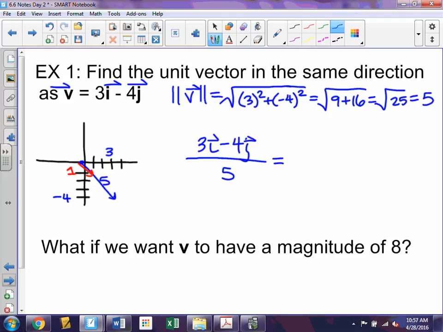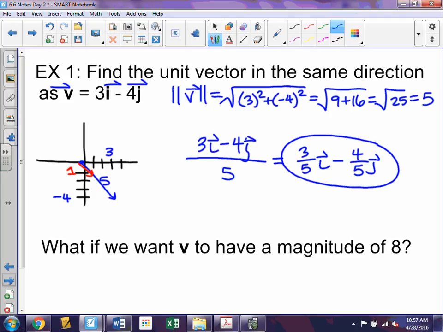What's 3 divided by 5? You get 3/5 vector i minus 4/5 vector j. 3/5 is 0.6, 4/5 is 0.8. Since those terminate, you can probably leave it that way unless it says to make it a simplified fraction, which a lot of them are going to be fractions. You do not have to draw this. This was just for you to kind of see what was going on. Nope, you don't have to draw it.